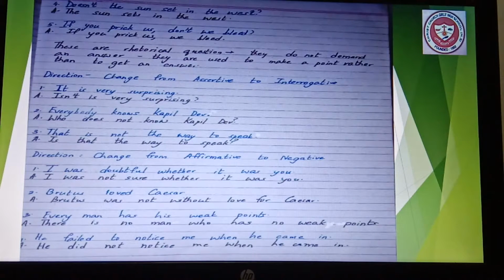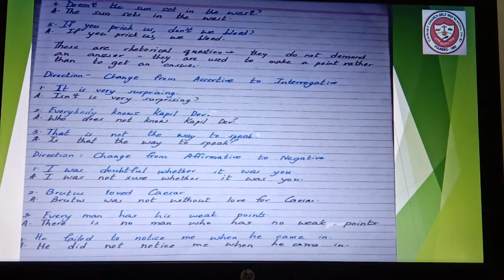Now, next direction is change from affirmative to negative. As I said, assertive and declarative sentences have two portions, affirmative and negative. Now, within that, we'll see affirmative changing to negative. I was doubtful whether it was you. I was doubtful means I'm not sure. When you are doubtful, that means you are not sure. So instead of doubtful, I've written not sure. I was not sure whether it was you.